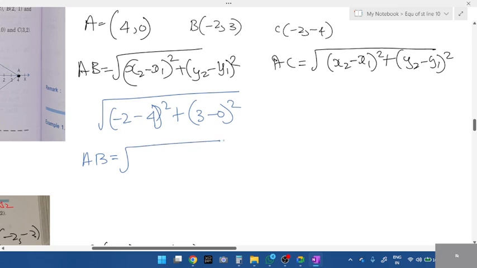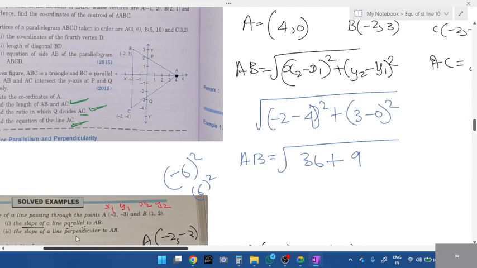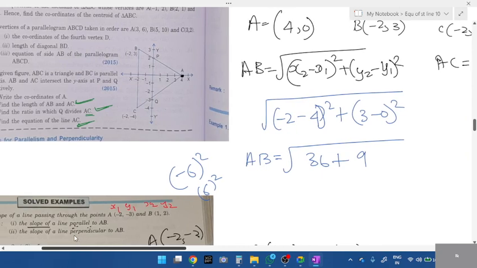Try to complete within one step, students. What is minus 2 minus 4 the whole square? Even if it is minus 6, when you square it, what do you get? Remember this, whether it is minus or plus, when you square, you're getting 36. So ignore that minus. 36 plus 9. How much is that? Is it correct? 36 plus 9?